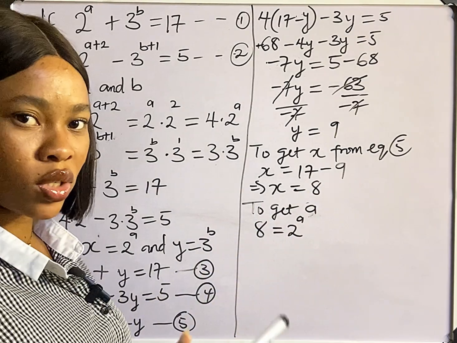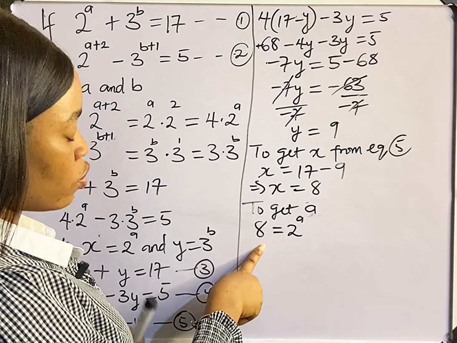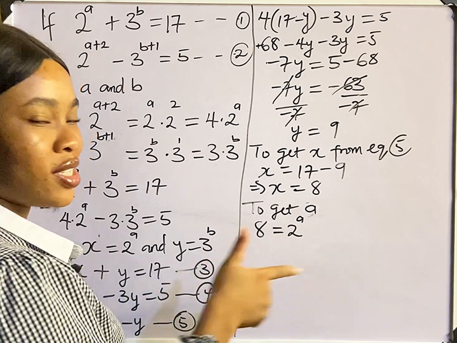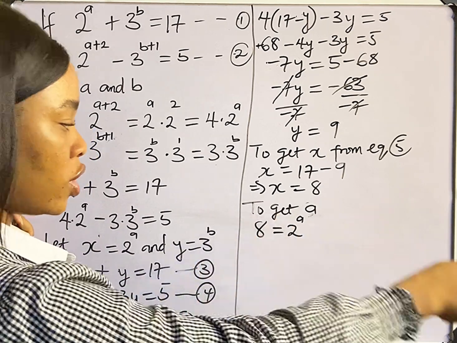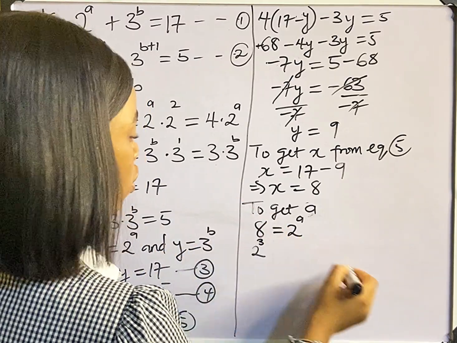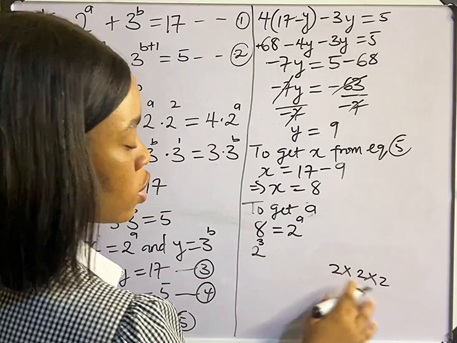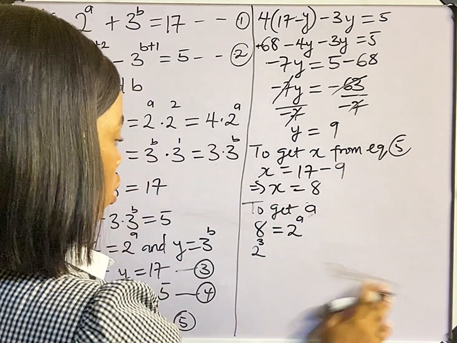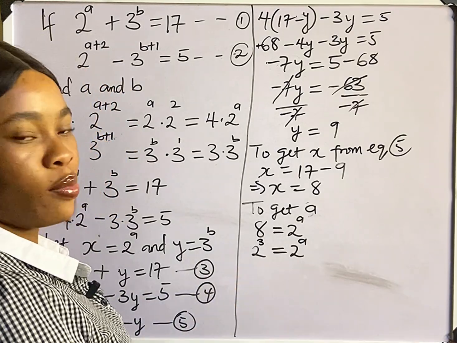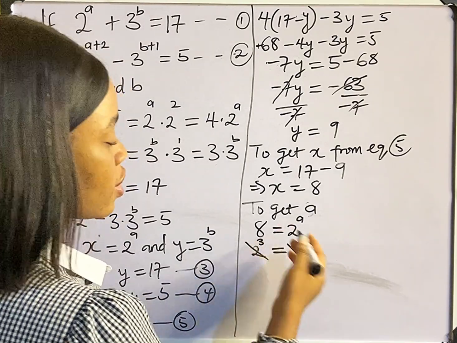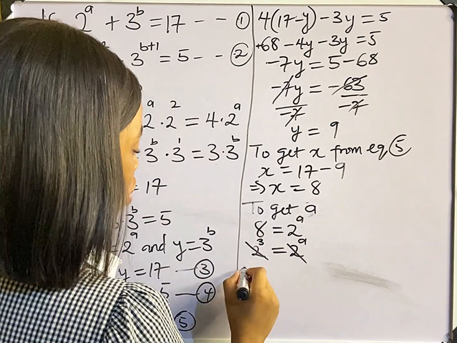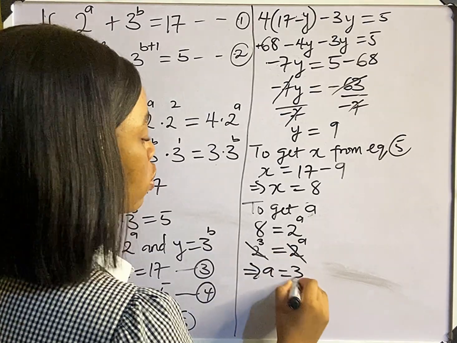Now we need to express 8 as a power of 2 so that they can both have the same base and we can cancel the base and equate the powers. So 8 as a power of 2, that's 2 raised to the power of 3. 2 times 2 times 2, 2 times 2 is 4, 4 times 2 is 8. So 2 raised to the power of 3 equals 2 raised to the power of a. Now you see they have the same base, so we can cancel the base and equate the powers. So we have 3 equals a. So this implies that a equals 3.